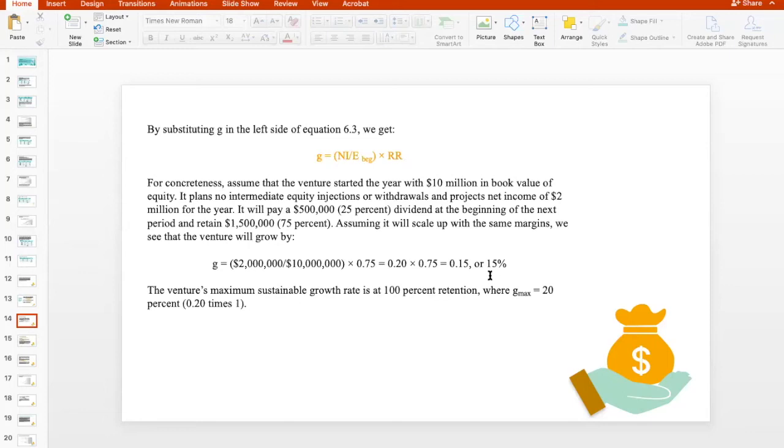And in this case the growth rate of the firm will be equal to 20%.